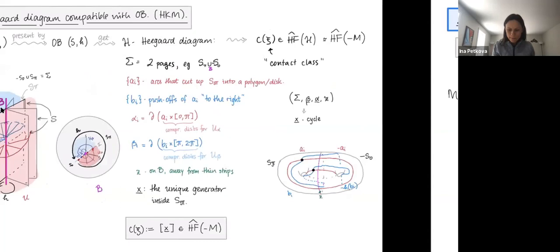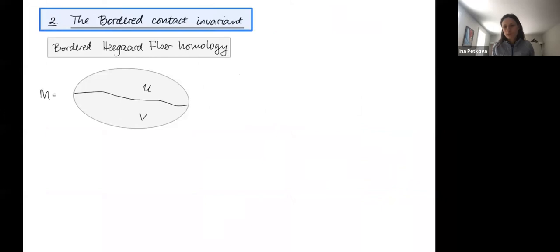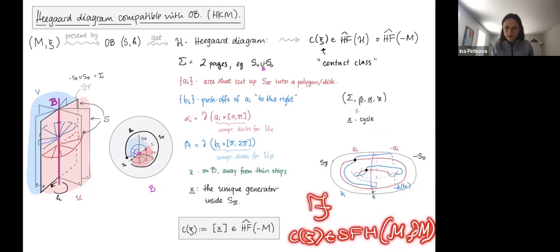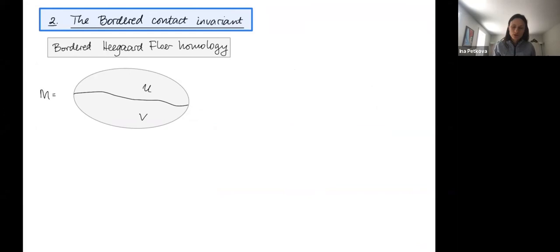And so the goal of the rest of today is to explain how we could get an analog of this construction, but for manifolds with boundary. Now, that already existed. Soon after the closed construction, Hendricks and Matic defined a class in the sutured Floer homology of a manifold with boundary. That's something like Heegaard Floer homology, but for things with boundary. And so this already existed. What I'm going to talk about now is a bit of a different creature. I'm going to look at a class in the bordered Heegaard Floer homology of a manifold with boundary.